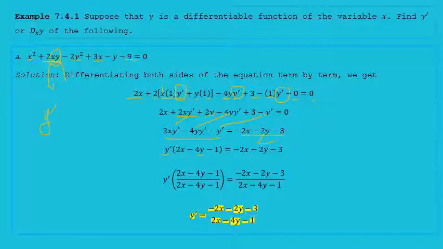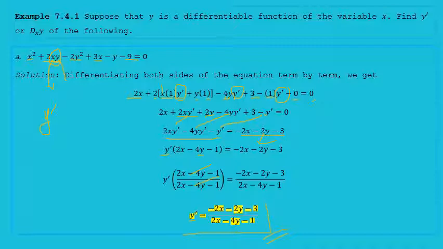So, to solve for y prime, divide natin to both sides by 2x minus 4y minus 1. Okay, this one is cancel out na yan. That is equal to 1 times y prime. So, we have y prime na lang sa left side. And then, sa right side naman, we have negative 2x minus 2y minus 3 divided by 2x minus 4y minus 1. So, therefore, this is the implicit differentiation of the given function sa first example.